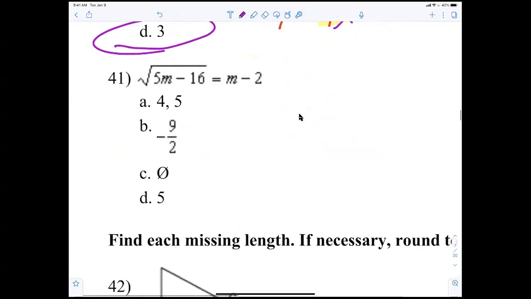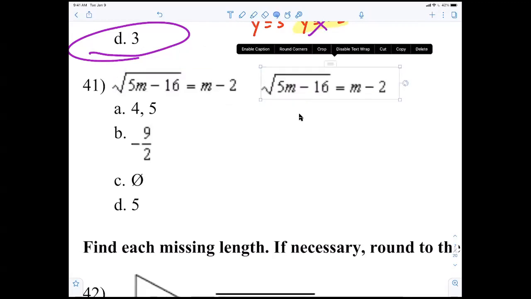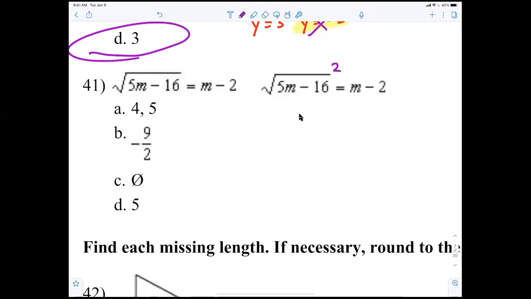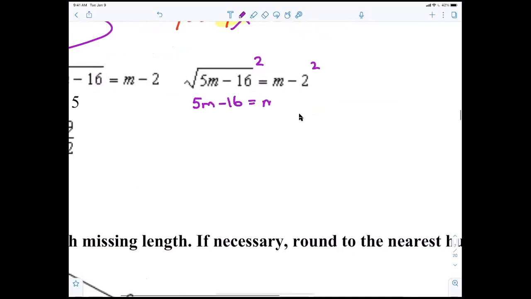All right, here we go. On 41, same principle. You have to do what to both sides? Make it equal 0 or square root. Square it first. So on the left side, you end up with 5m minus 16 equals m squared minus 4m plus 4.